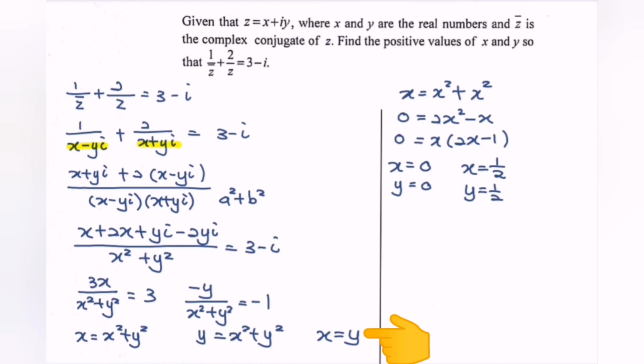Kindly refer to the question: find the positive values of x and y. Here they mention positive values for x and y, meaning that x equals 0 and y equals 0 is not valid. So our answer is x equals 1 over 2 and y equals 1 over 2, so that the situation is satisfied. As a conclusion, z equals 1 over 2 plus i over 2.